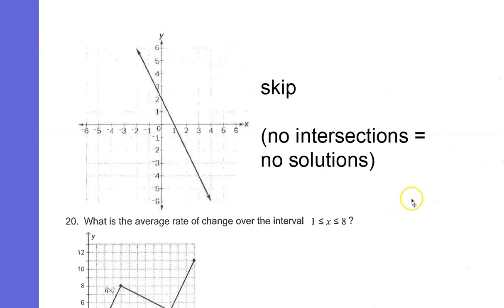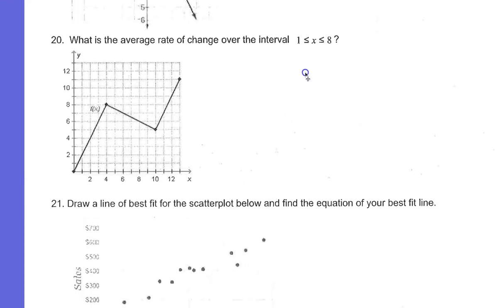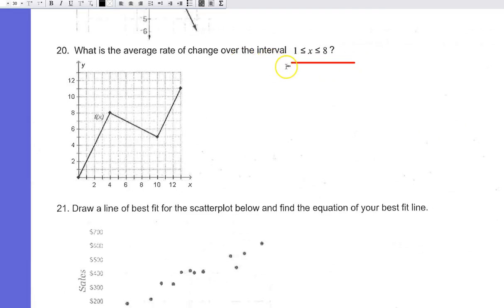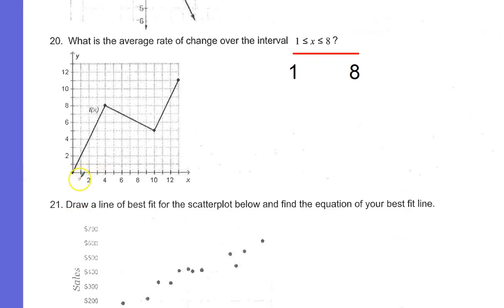What is the average rate of change over the interval between 1 and 8? Now remember, this is the lefty-righty number. So from left to right. So I'm going to look for the number 1 over here and the number 8 over here. So I'm going to go between 1 on the left and 8 on the right. Okay, that's the domain number. So I'm looking between here and here. Okay, so where am I looking? I'm looking between 1 and 8.